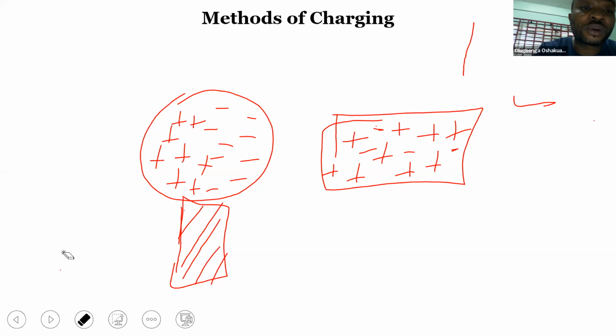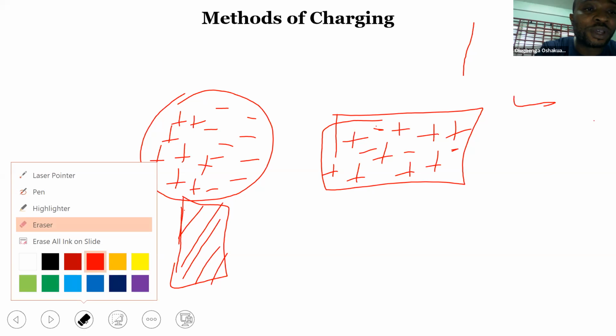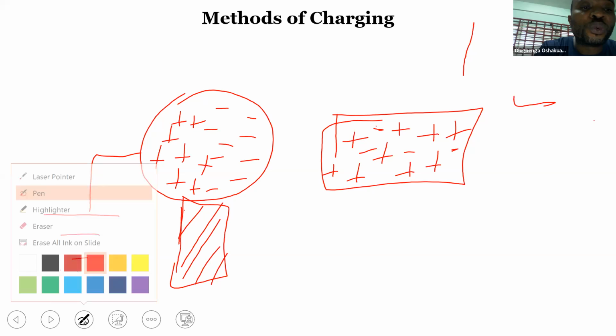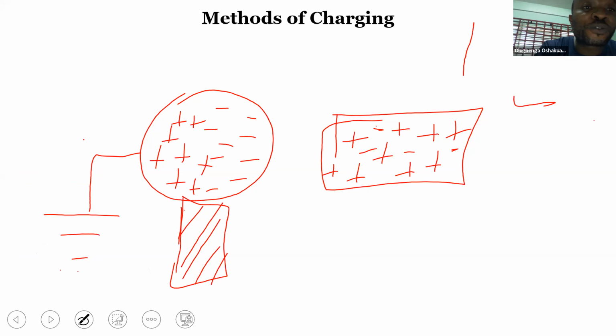Let me return to the ground. I said electrons will flow from the ground in an attempt to neutralize. So we should have new electrons which flow from the ground into the neutral sphere. They come in in an attempt to neutralize the excess positive charges at this corner.